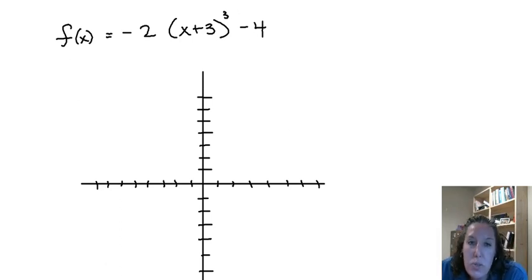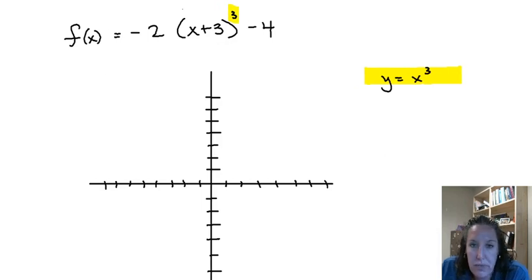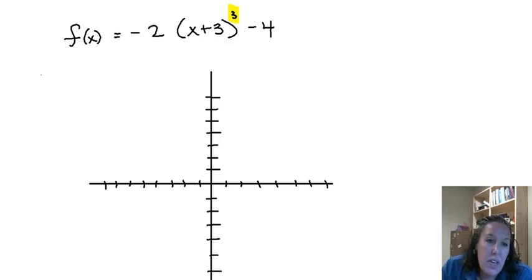So the first thing we want to do is figure out what our parent graph is. Our parent graph in this case has a cube in there, so that's going to be the function y equals x cubed. Actually, let me do this on the other side. And then you can just work left to right.